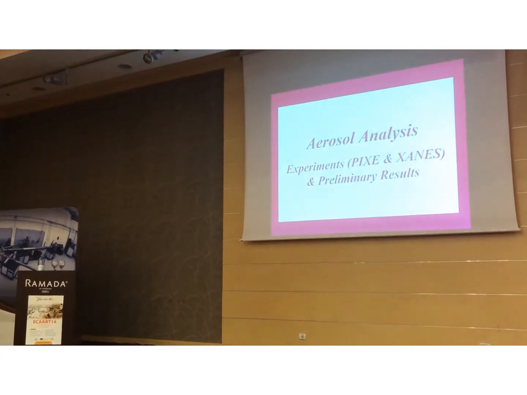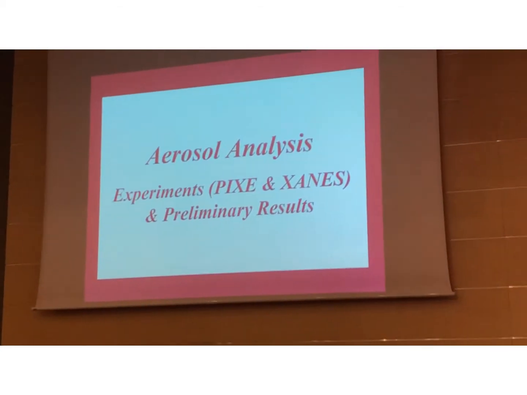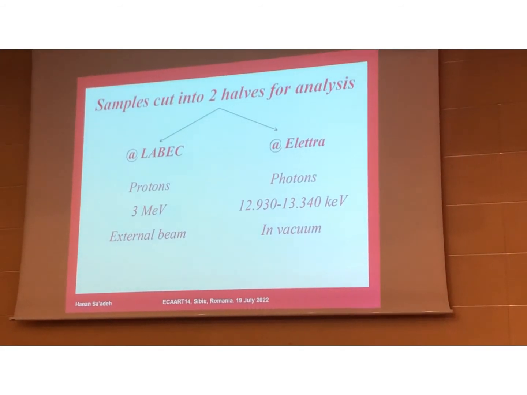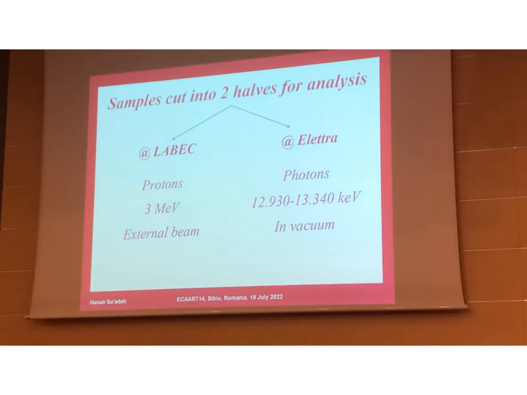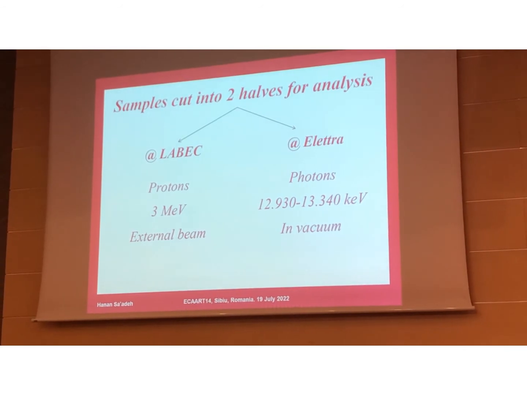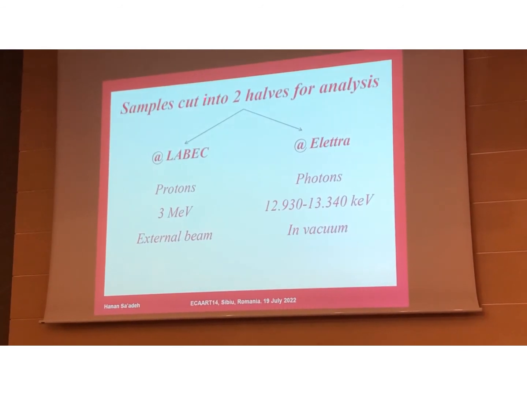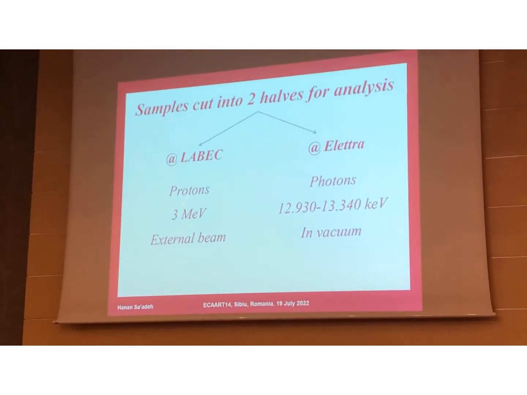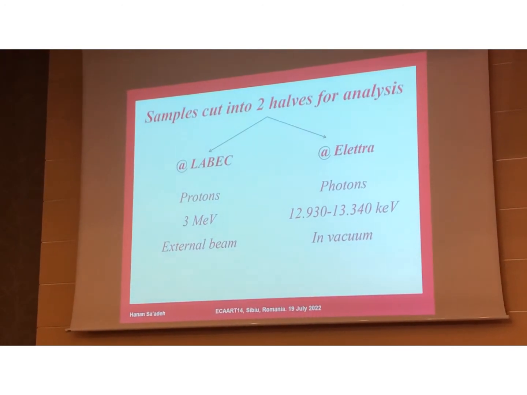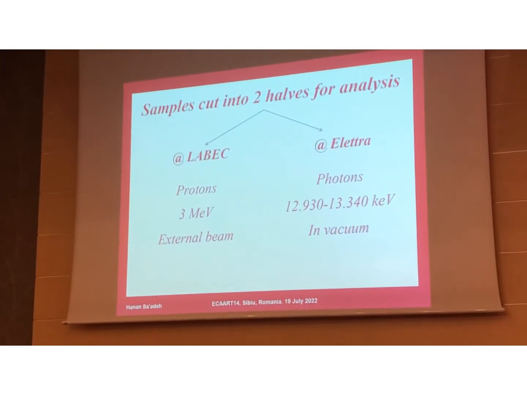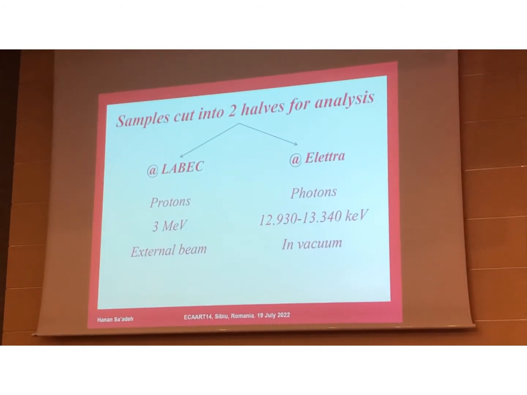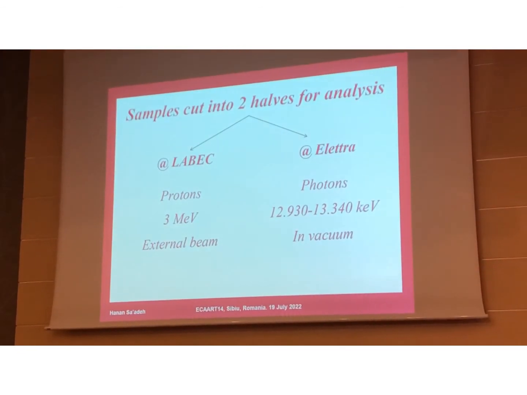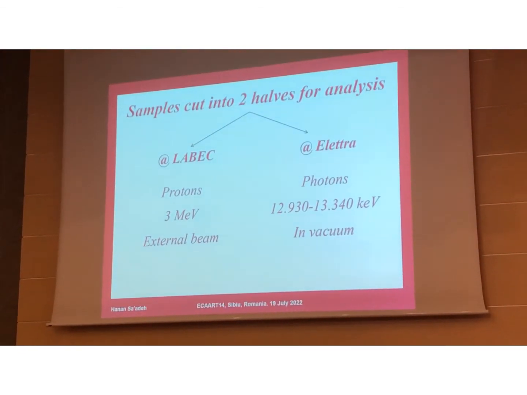Now, what kind of analysis was performed? We did PIXE and we did XANES, and each sample was cut into two halves. You saw that the sample is a circular disc, so we cut every sample into two halves, and we sent half of the samples to Lübeck to perform PIXE, and the probe was a proton beam, and the experiment was done in external beam, or let's say in air or in helium atmosphere. And the other half was sent to Elettra, and the probe was X-ray or synchrotron radiation. And it was done in vacuum.